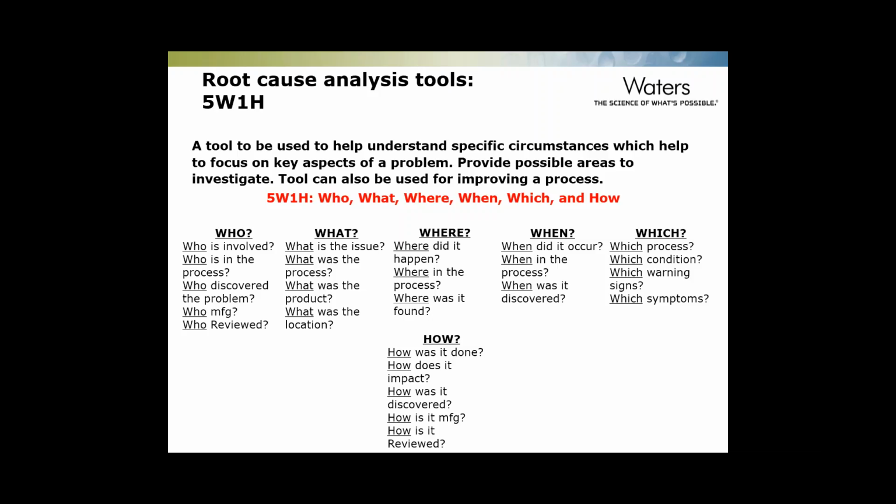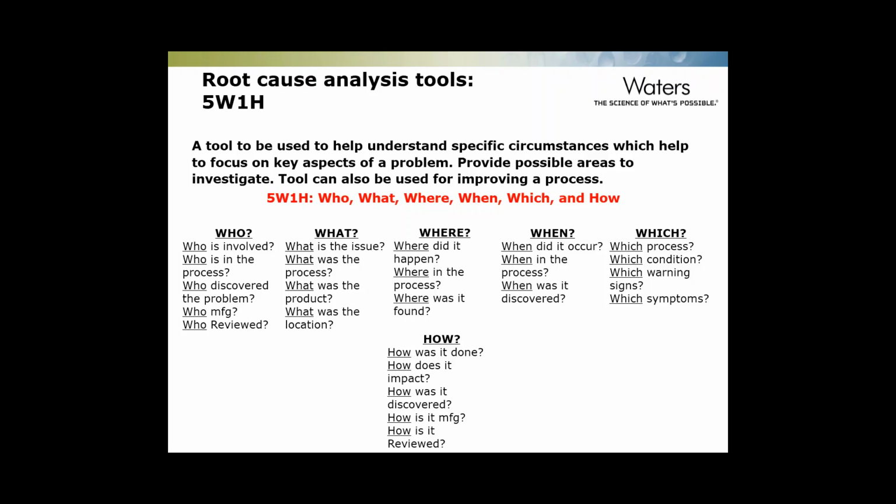Who in manufacturing might have discovered it, and who reviewed it? So again, you're asking the who: who was involved, who found it, who was in the process, who was in the steps, who reviewed the material. You keep asking the who until you think you've got enough of an understanding. Then you ask the what again. So what is the issue? What was the process? What was the particular product? What was the particular customer that might have been located, and what was the location?